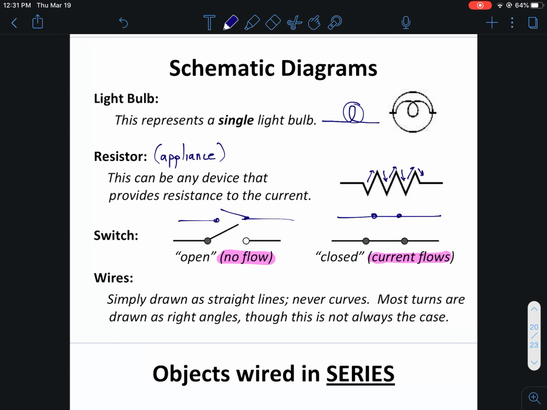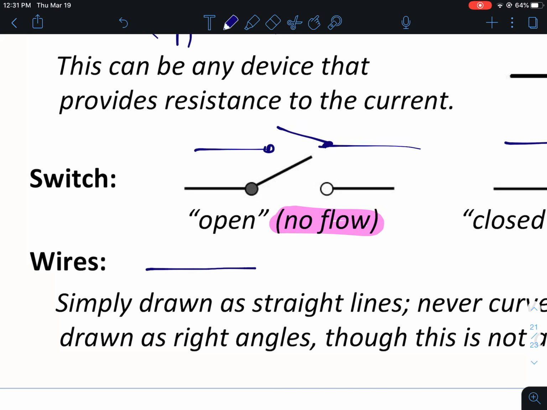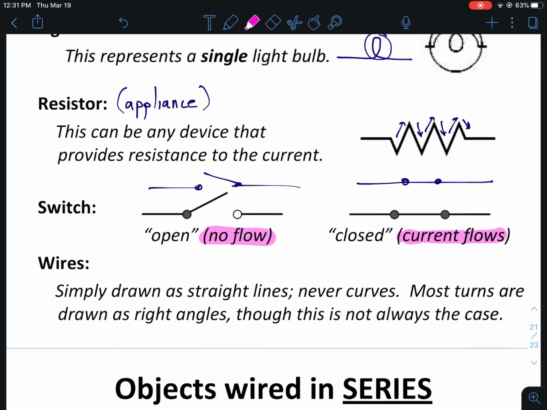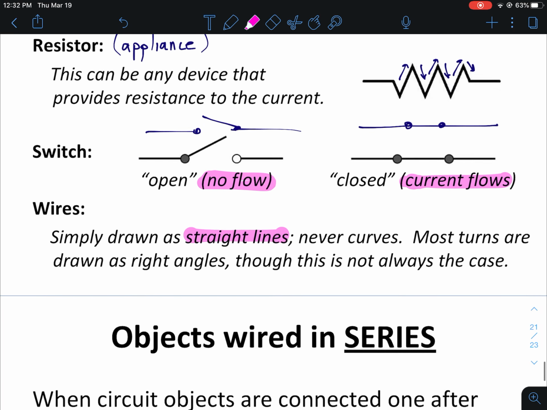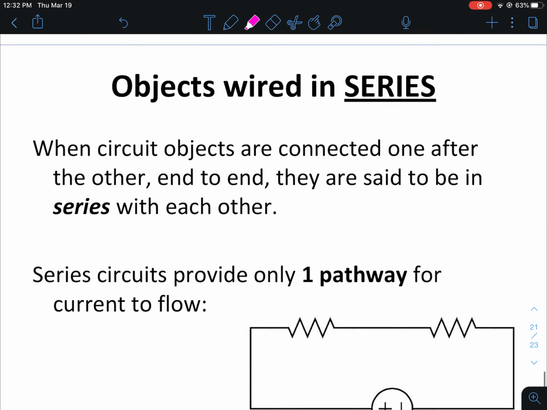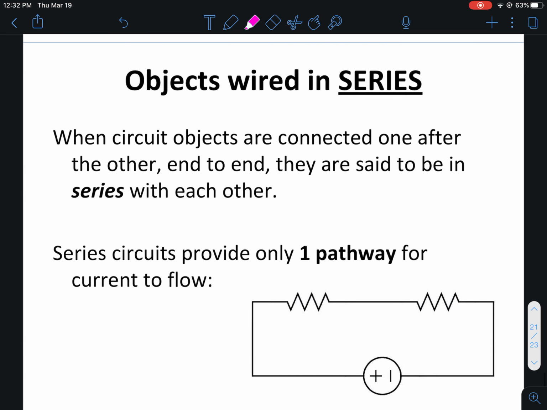Okay, wires are very simple. Wires are just lines. They don't curve though. Don't make them curved. They're going to be straight lines. Okay. So with that, there are two ways in which you can wire something.